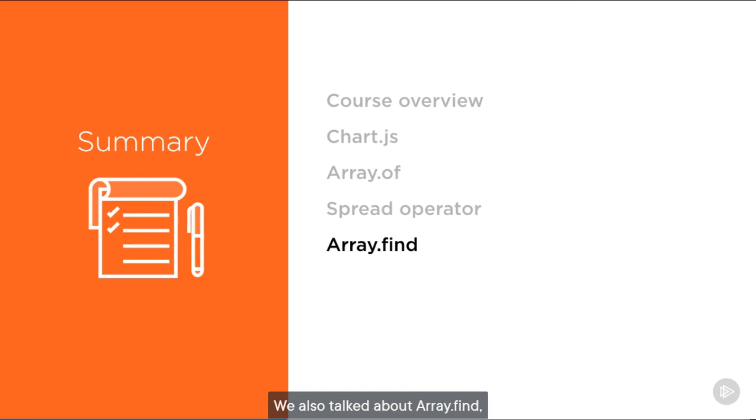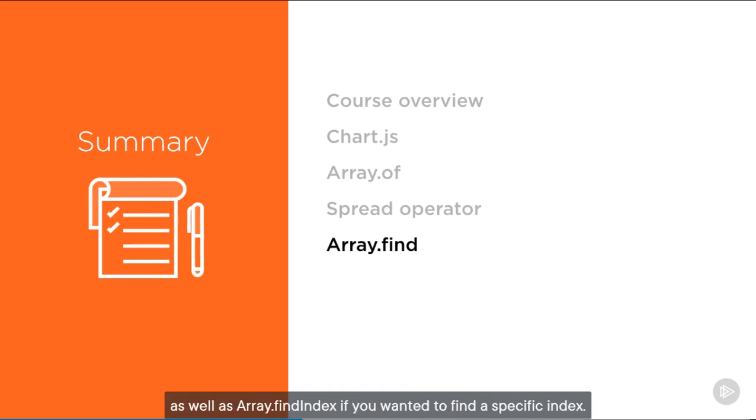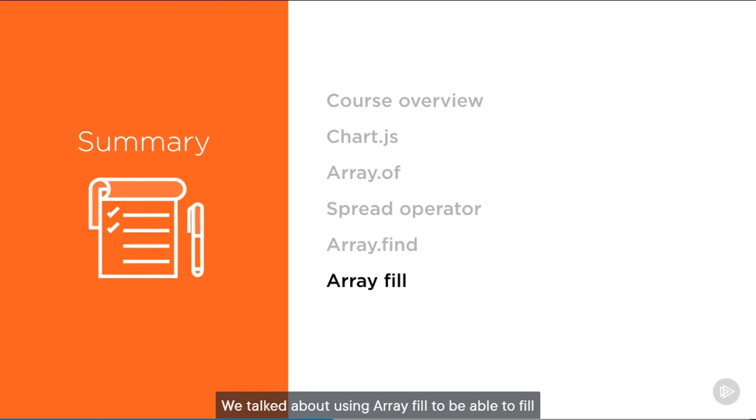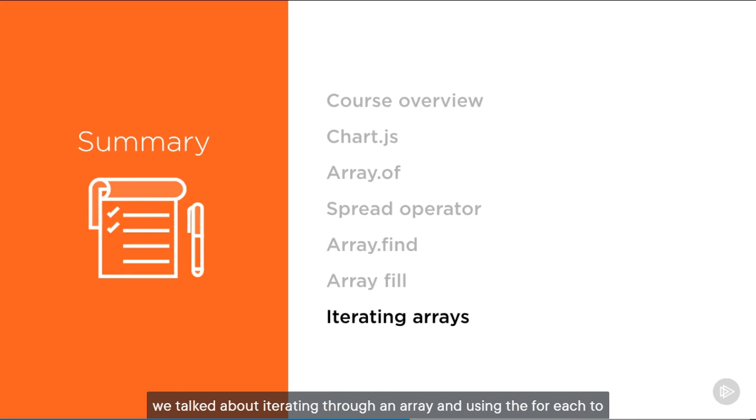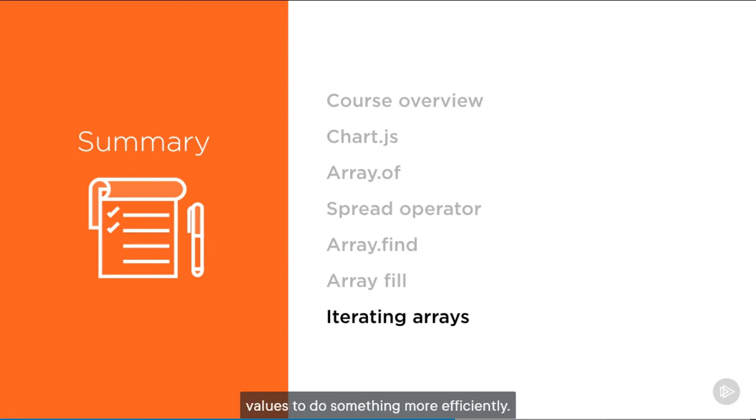We also talked about array find as well as array findIndex if you wanted to find the specific index. We talked about using array fill to fill out the content of the array. Like I mentioned before, that's mostly if you wanted to reset it to a certain number. And then finally, we talked about iterating through an array and using the forEach to quickly take all the values and use all the values to do something more efficiently. So that's really what we've covered.